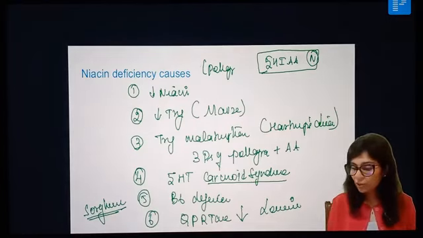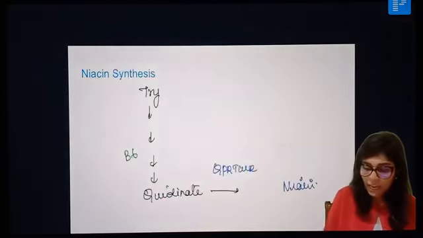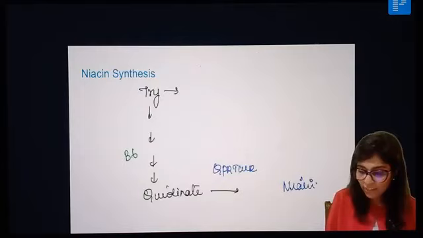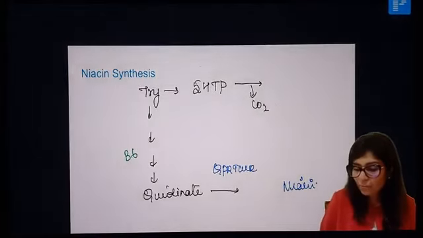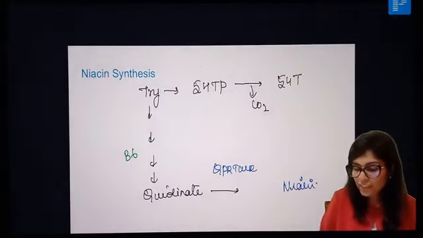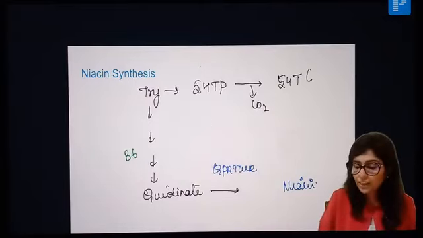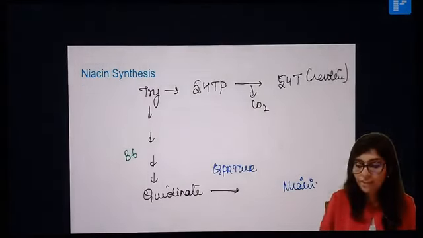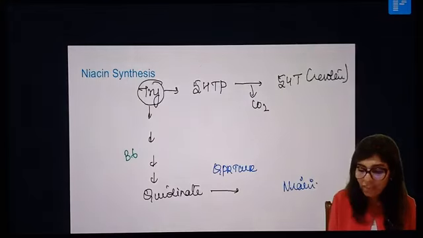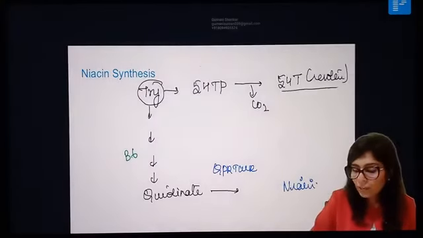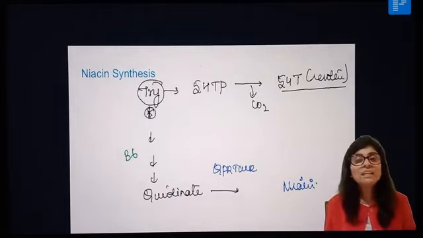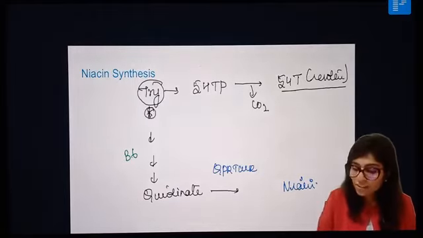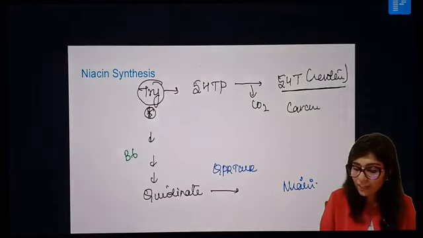Carcinoid syndrome. Nothing to explain about carcinoid syndrome. I want you to know that tryptophan becomes 5-hydroxytryptophan. This 5-hydroxytryptophan on decarboxylation becomes 5-hydroxytryptamine, which is serotonin. So in carcinoid syndrome, all the tryptophan in the diet will be used only for serotonin synthesis. So tryptophan will not be available for niacin synthesis. So carcinoid syndrome is a cause of pellagra.